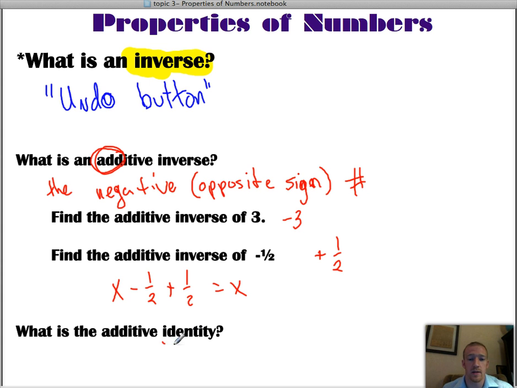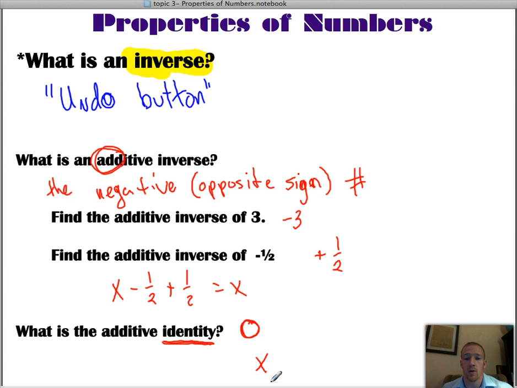So what's an identity? The identity is what you get when you compose two inverses. Now, I said the word compose because it depends on whether we're talking about addition, multiplication, division, or whatever. So under addition, if we add two inverses, what do we get? Well, -1/2 plus 1/2 equals 0. All right, so the additive identity is 0.